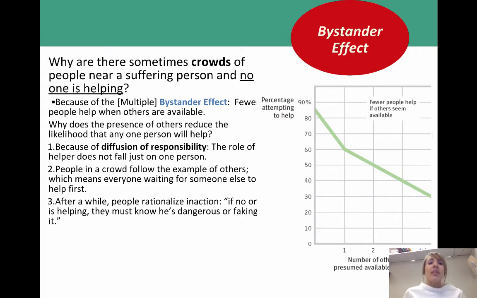Okay, so the last group behavior that I want to talk about is called the bystander effect. So you've seen this happen because you are in a high school and you're a teenager, and I'm sure you've seen a fight.